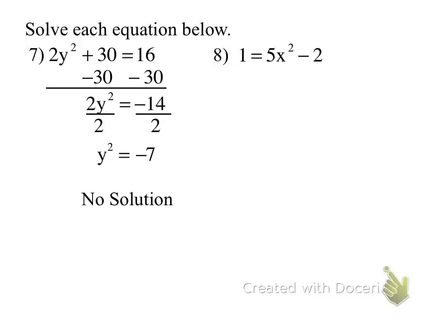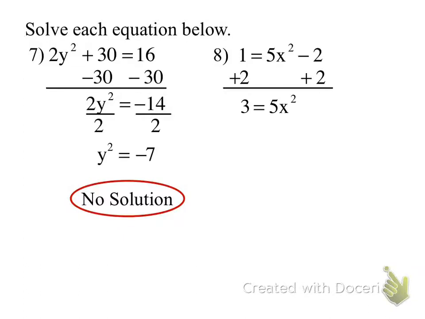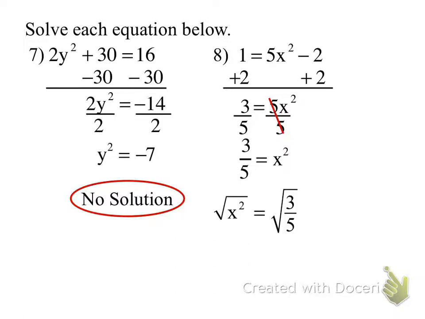Now, number 8, what do I do first? Robert? Add 2 to both sides. And we're here. Next step. Divide both sides by 5. Next step. Root both sides. And we get? How about the square root of 3 over the square root of 5?